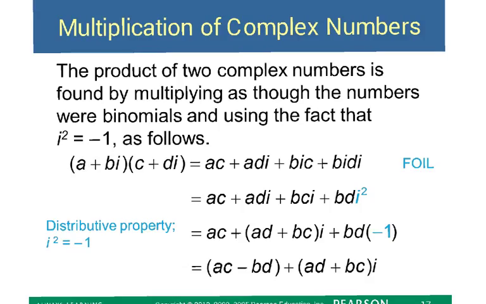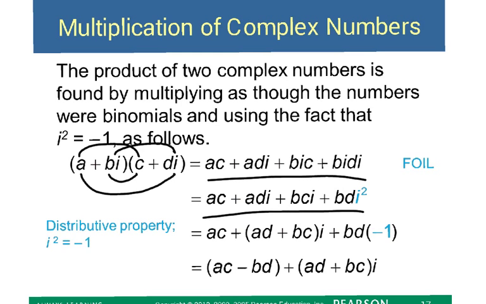Now we're going to be multiplying complex numbers. And just like you've learned in algebra before, the foiling method, which means first, outer, inner, last, we're going to be multiplying the first two terms together, the outer two terms together, the inner, and the last. Okay? That's the way we're going to be multiplying complex numbers. And that's what all these steps are taking right here.